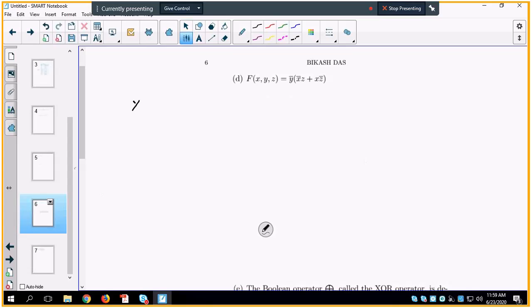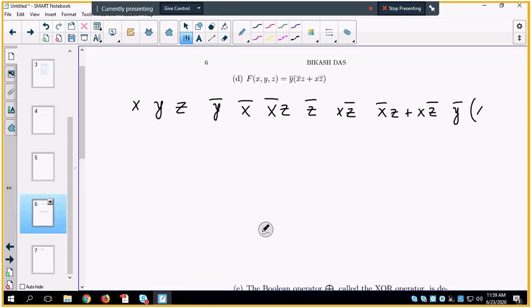So atomic variables are x, y, and z. And as I see, I will need y bar. I will need x bar. Once I have x bar, I will multiply x bar with z. I will need z bar and multiply x with it to get x z bar. Then I would like to have x bar z plus x z bar, and finally multiply y bar with (x bar z plus x z bar).